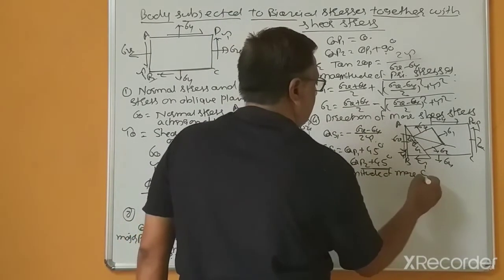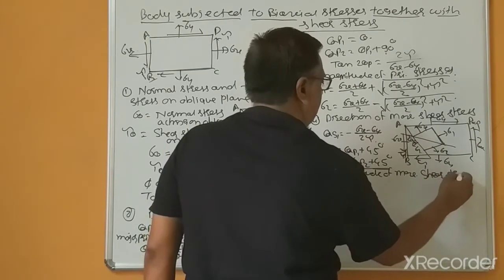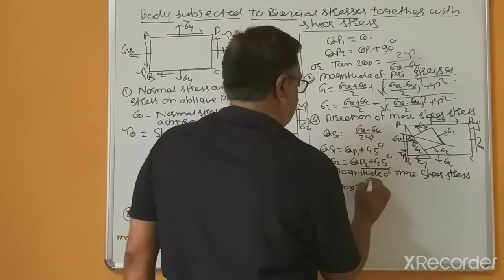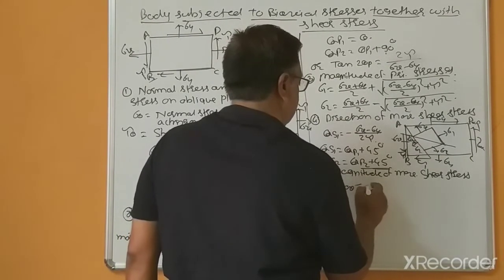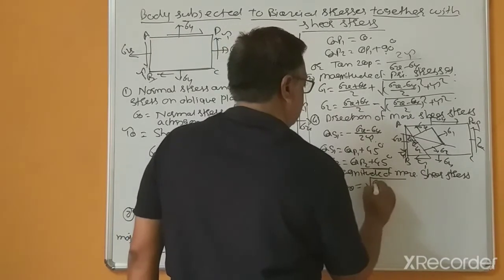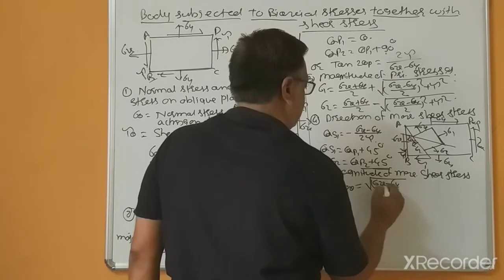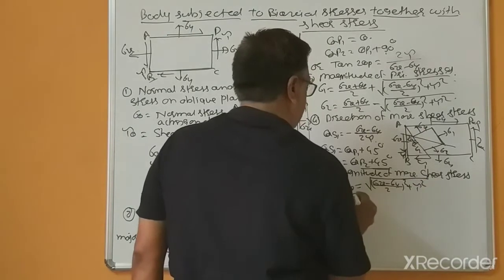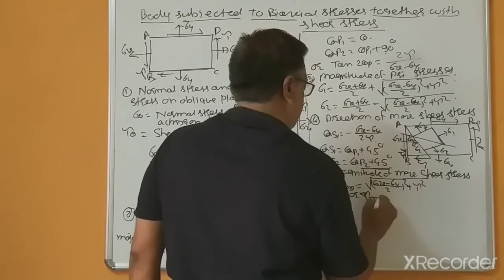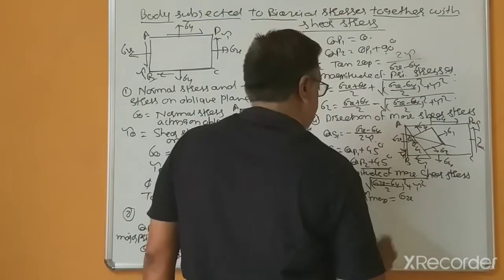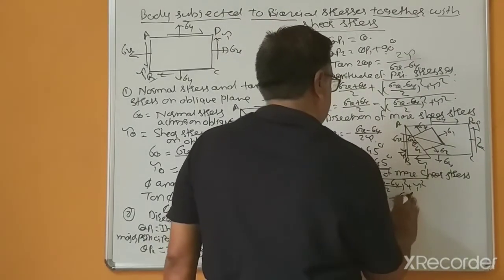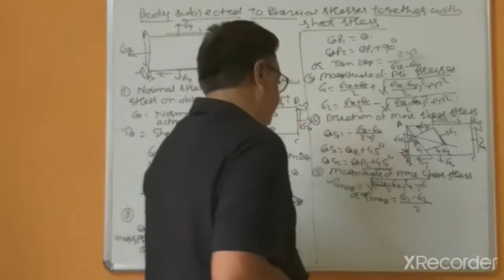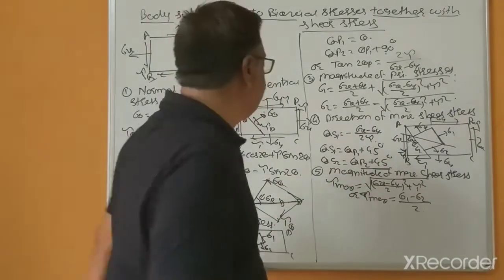Fifth is the magnitude of the maximum shear stress. So tau max equal to under root of sigma x minus sigma y divided by 2, squared, plus tau squared. Or tau max equal to, sorry, this is sigma 1 minus sigma 2 divided by 2. So this is the maximum principal stress and minimum principal stress.